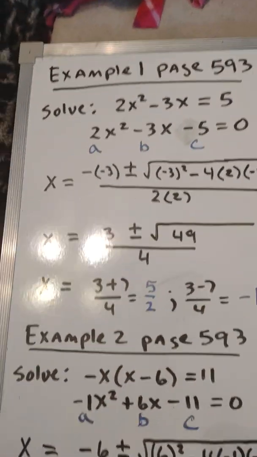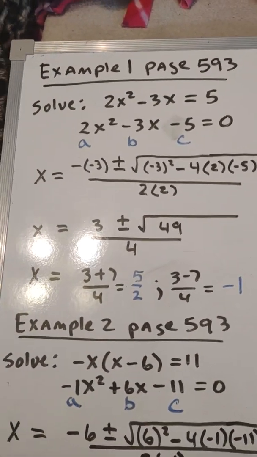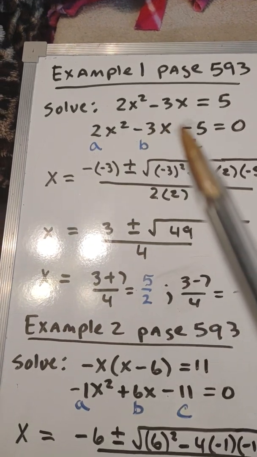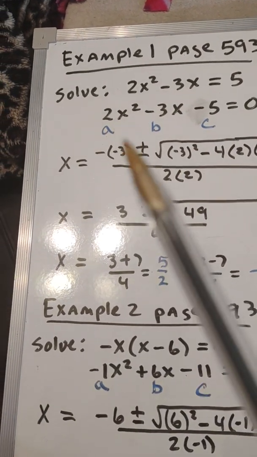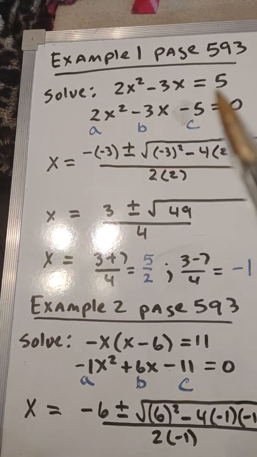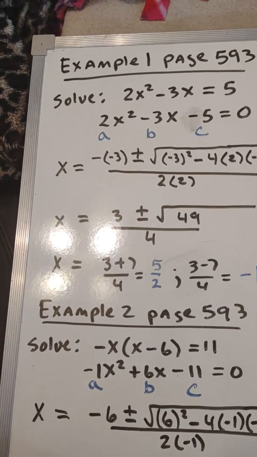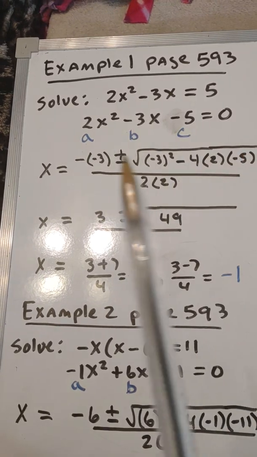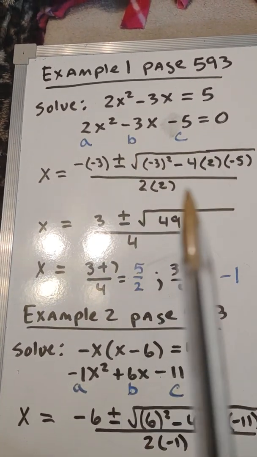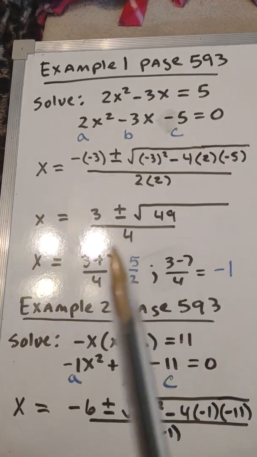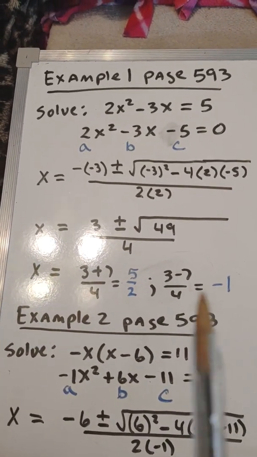So here's the first one. Example 1 says, solve 2x squared minus 3x equals 5. So we subtract the 5 over. A is 2, b is negative 3, c is negative 5. First of all, if we could factor, we would want to factor. This is non-factorable. If we could solve it algebraically, we'd want to solve it algebraically. The quadratic formula is the last resort.